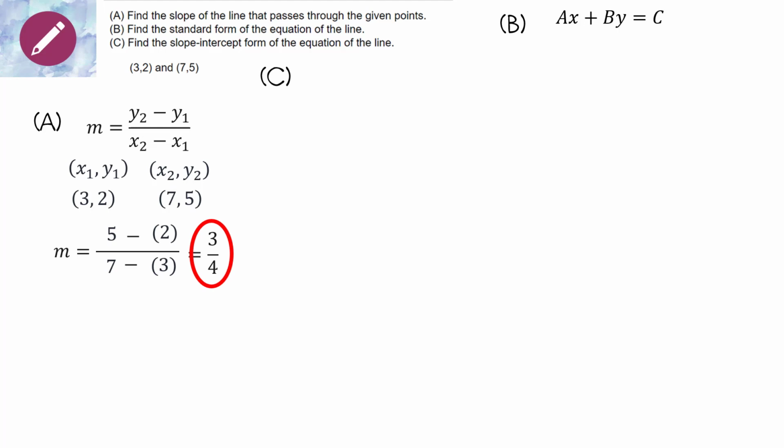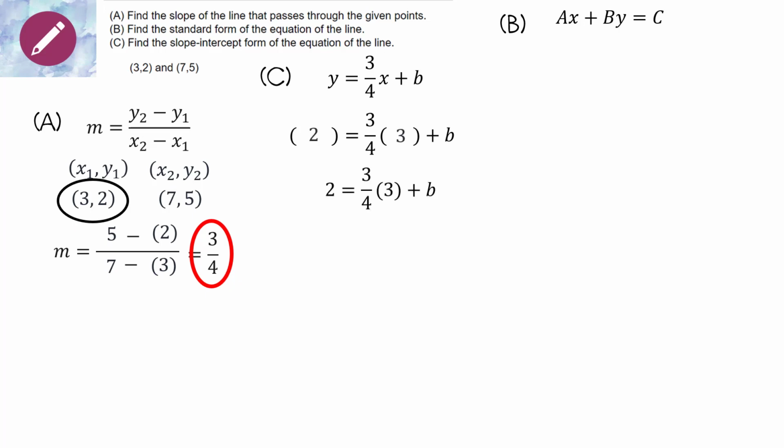Next, we're going to do C, find the slope-intercept form of the equation of the line. Well, we already know our slope, which is 3/4. Next, we're going to substitute an x and y from one of our ordered pairs to solve for b. This time, I decided to use the first ordered pair. I'm going to put 2 in for y and 3 in for x. Now, we're going to solve for b.